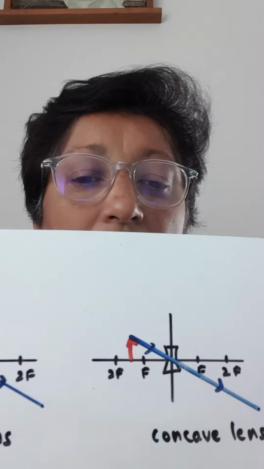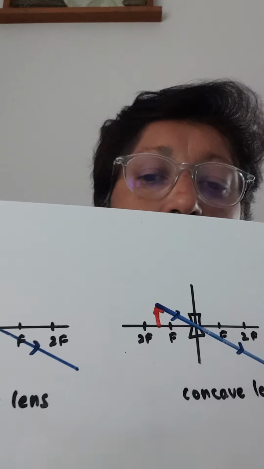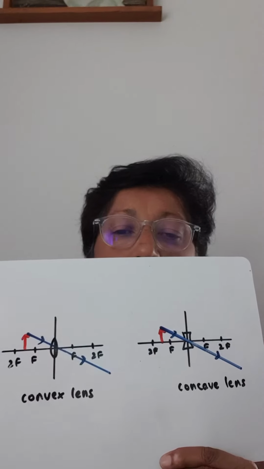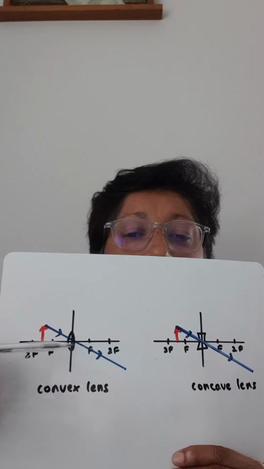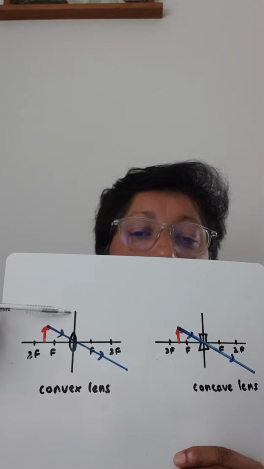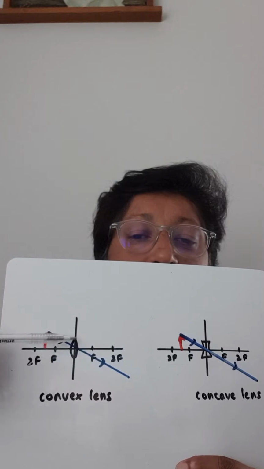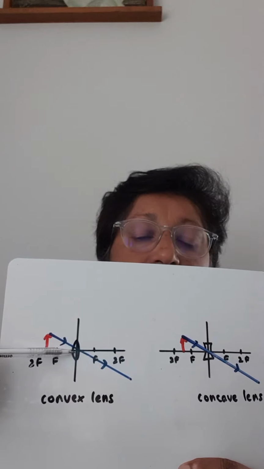In order to draw a ray diagram, just like we did with mirrors, we have certain rules. For lenses, we're just going to look at two rules. The first rule is this one here. We draw a set of perpendicular axes, and the horizontal line represents the principal axis. The vertical line passes through the center of the lens. Where both these lines intersect is your optic center.